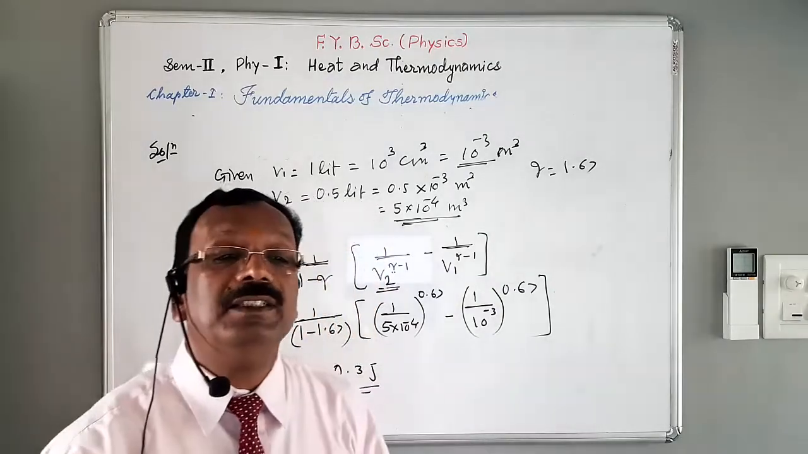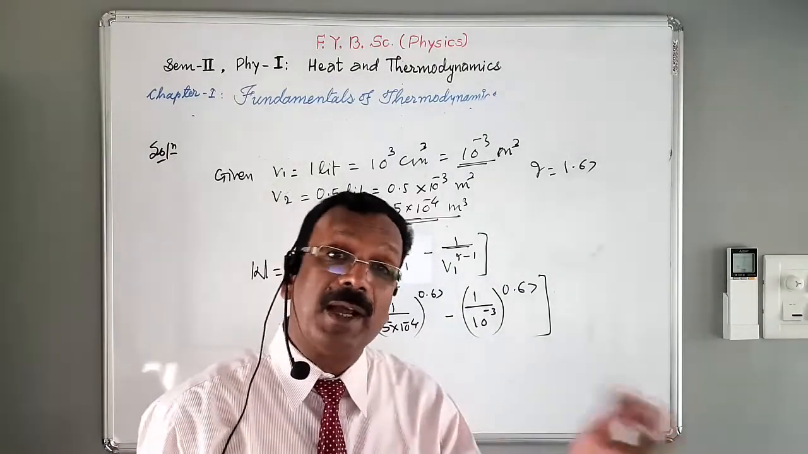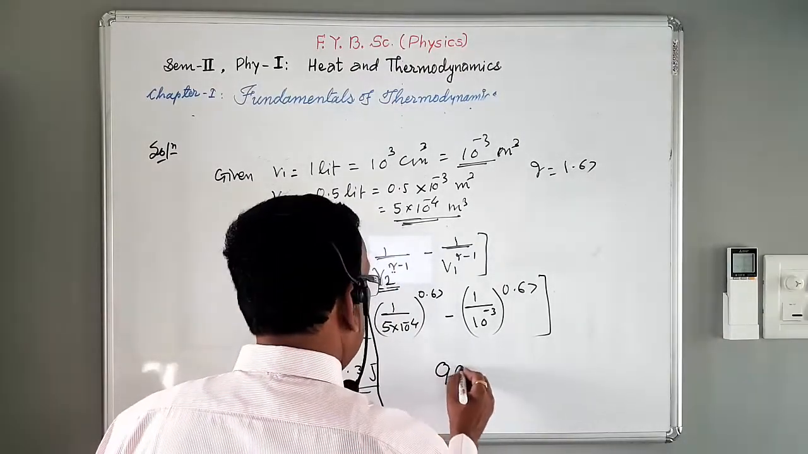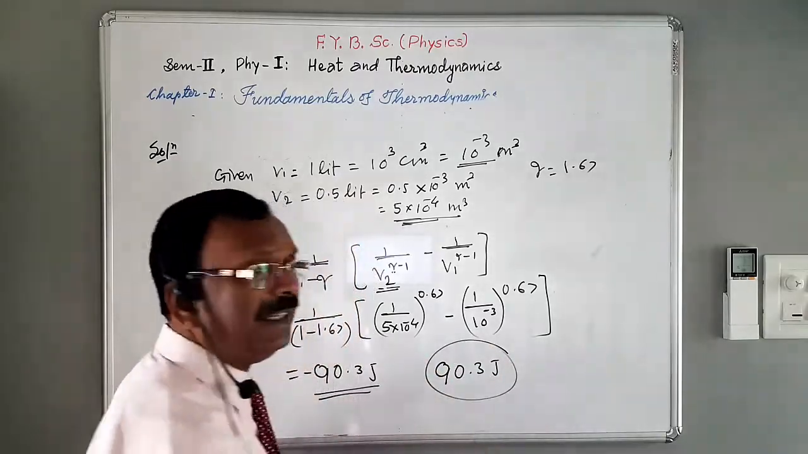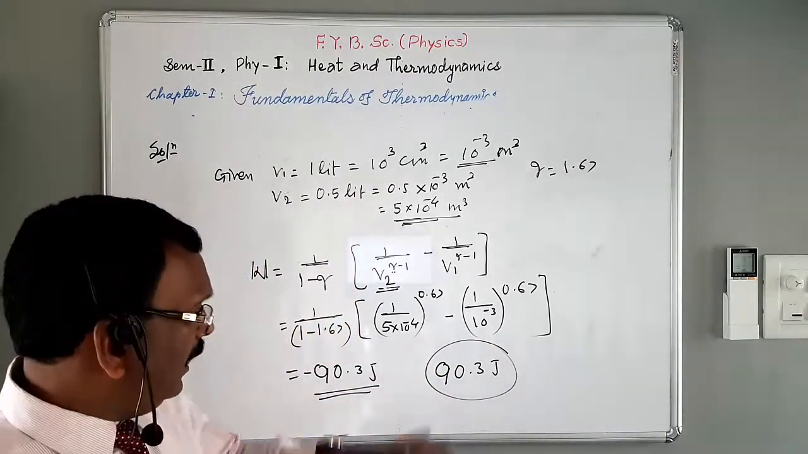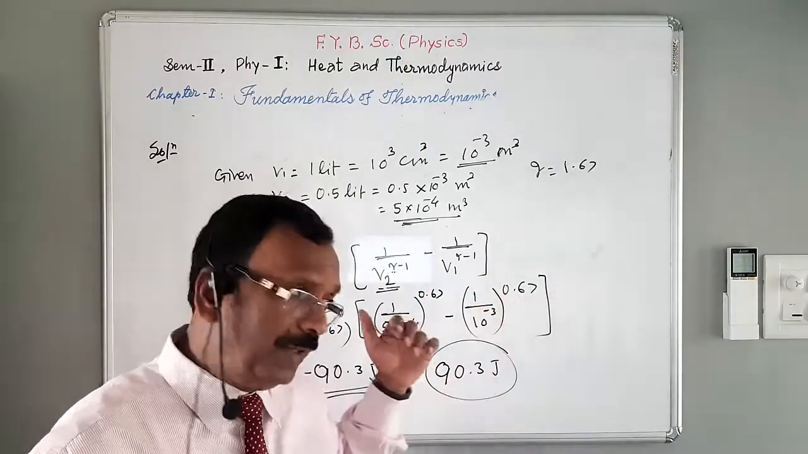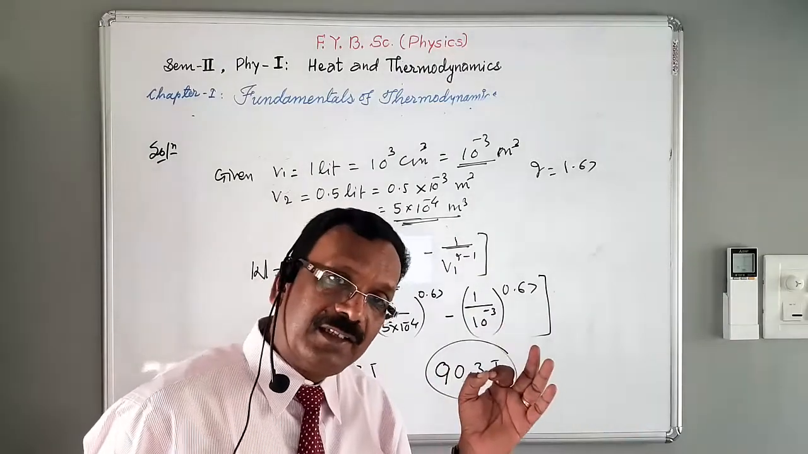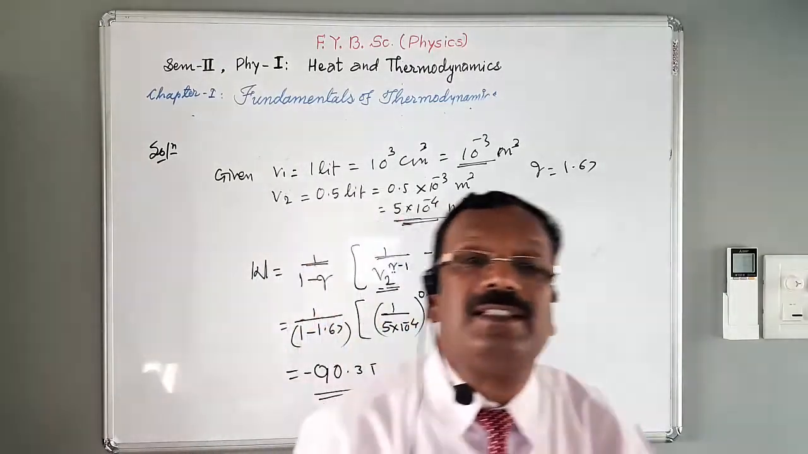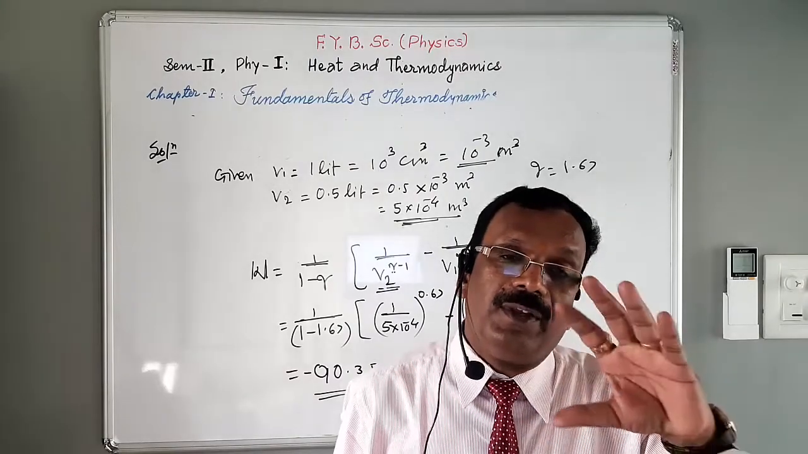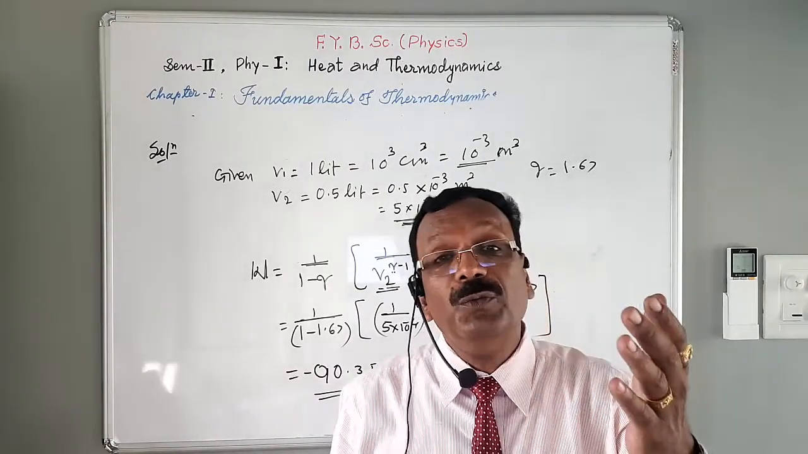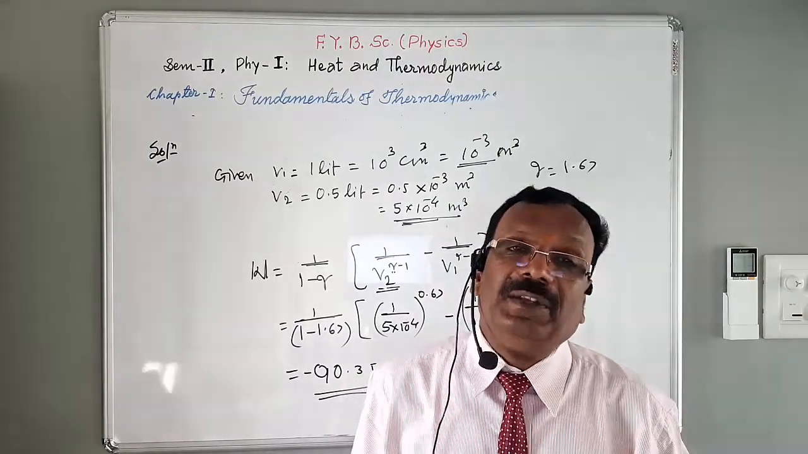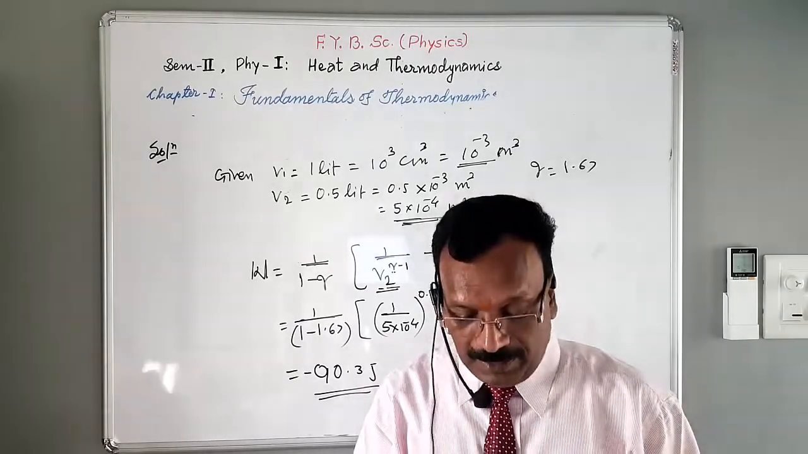Here the negative sign is there. The negative sign indicates that work is done on the gas, not by the gas. Hence, work done on the gas is 90.3 joule. When work is positive, it is work done by the gas, and when negative, work is done on the gas. Work is done by the gas during expansion, and work is done on the gas during compression. When compression of the gas takes place, obviously volume goes on decreasing, and hence work done is negative. Okay, did you get it?